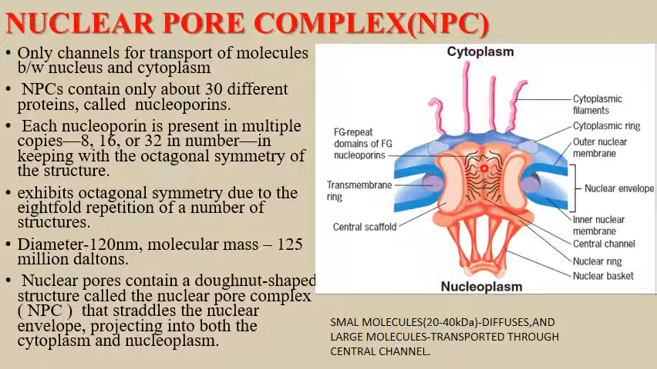You can see the nuclear pores contain a doughnut-shaped structure that straddles the nuclear envelope. This is the outer and the inner nuclear envelope, and the nuclear pore complex will project into both the cytoplasm and the nucleoplasm.